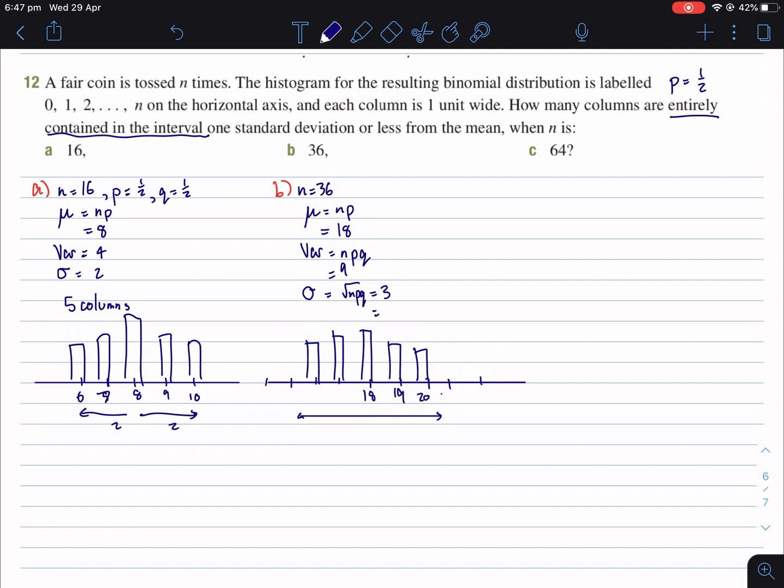19, 20, 21, 17, 16, 15, 14. So yeah, we're going up to 21. We're going down to 15. So that's 1, 2, 3, 4, 5, 6, 7 columns.